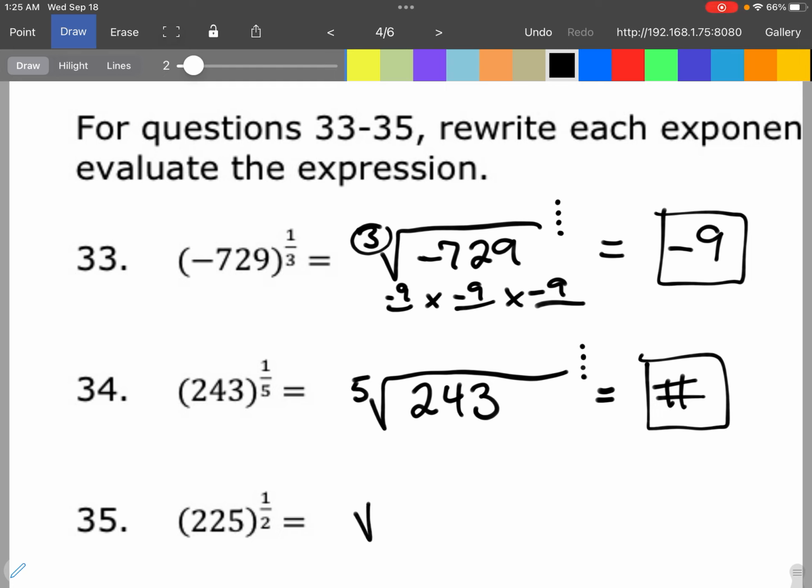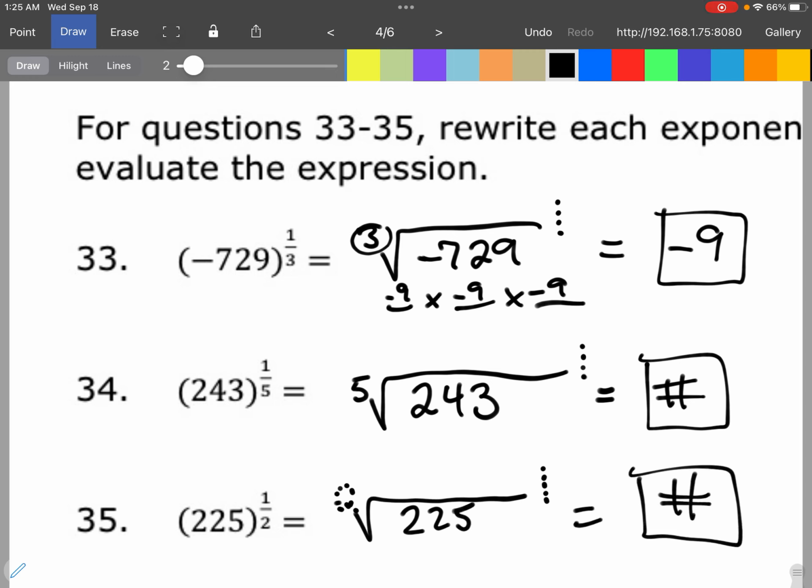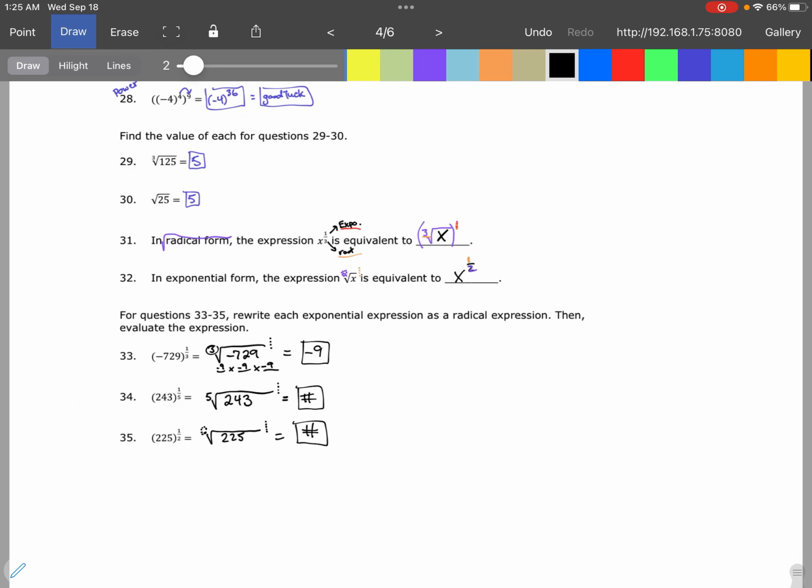Anyways, type this in the calculator and you will get your answer. Same thing here. When you rewrite this one, you can choose to put the optional 2 up there, but nobody writes the 2, okay? You can choose to put the optional 1. Nobody writes the 1. Square root of 225, type it in the calculator, I promise you, you will get some number. Go ahead and write it down. All right, let's move on.